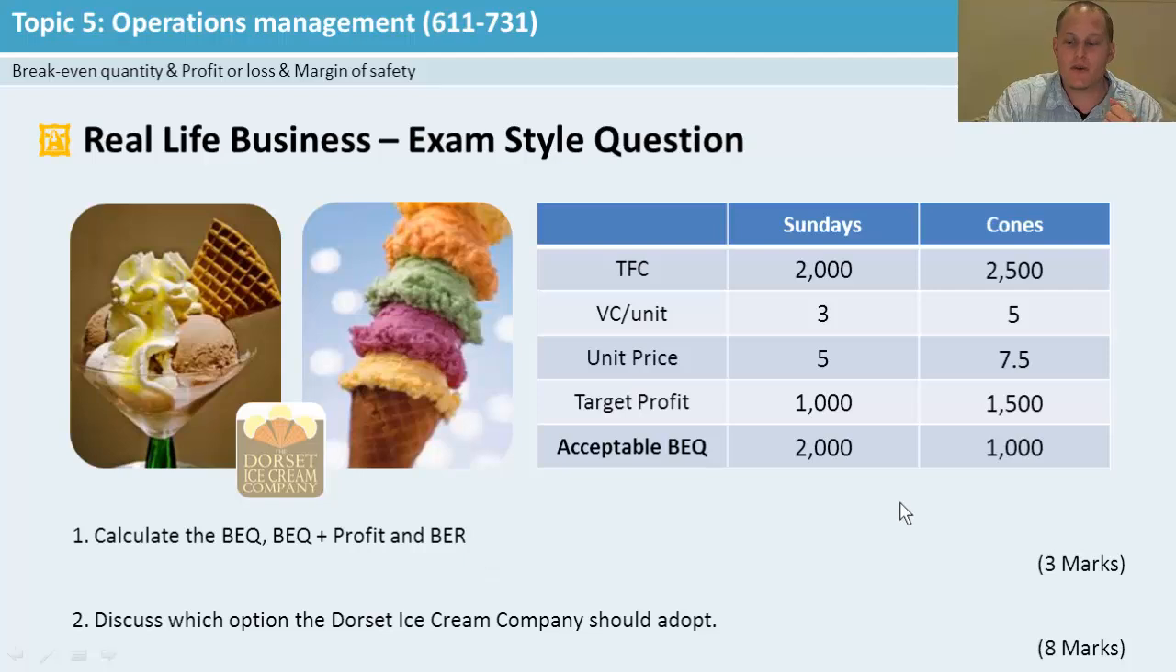So my break-even quantities, if I go through, we've got 2,000, and I'm going to be dividing by my contribution. So my 5 minus my 3, I'm going to have 1,000. On here, break-even quantity right now is not what they're looking for. If you add on the target profit, so you're going to have 3,000, and you do your 3,000 divided by 2, you're going to get 1,500. So the break-even quantity isn't being met with the Sundays right now.